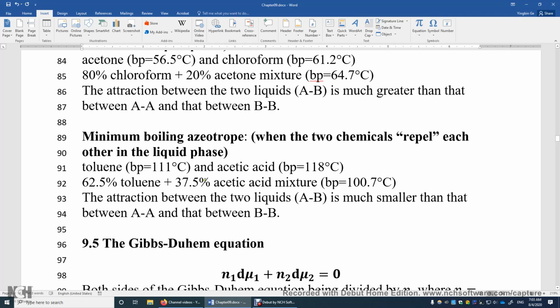That's just because they don't really like each other, or I want to say they like each other just a little bit. The attraction between toluene and acetic acid is much smaller than the attraction between two toluene molecules. It's also much smaller than the attraction between two acetic acid molecules. That's why the liquid phase of the mixture is destabilized. It's a lot easier to boil the liquid phase.